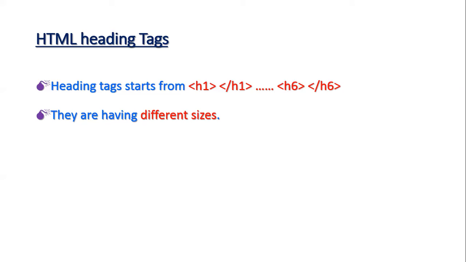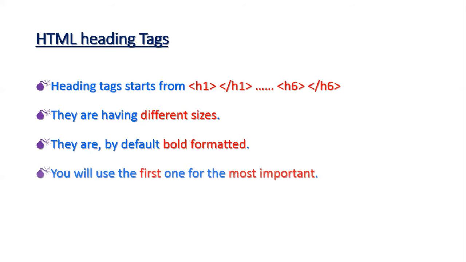Okay, now when we write something inside the h1 tag, or any heading tag, what is happening to that content? They are by default in bold format. So headings are usually in bold format, right? You don't need to do anything additional to make it bold. When you write something inside any of the heading tags, it will come in bold format. And you will use the first one, h1, for the most important heading, and h6, the last one, for the least important heading in your web page. Normally we follow that rule.